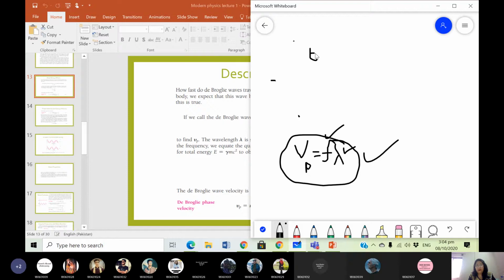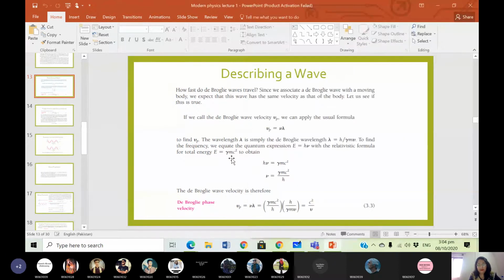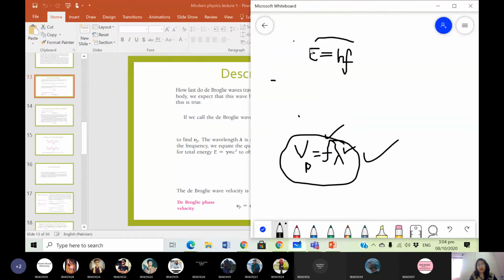So we know that E is equal to, do you prefer using nu or f? I prefer using f because nu looks like velocity. So E is equal to hf. Yeah, so E is equal to hf. That is our energy of the photon. ठीक है, हमें पता है कि energy of a photon is given by E is equal to hf, ठीक है? And relativistic energy is gamma mc square, right?